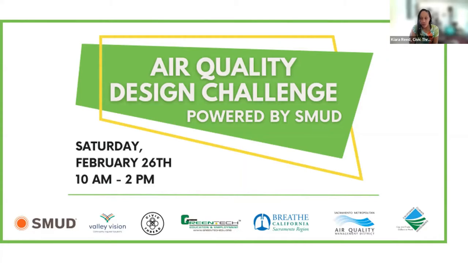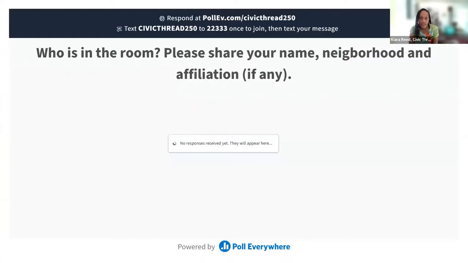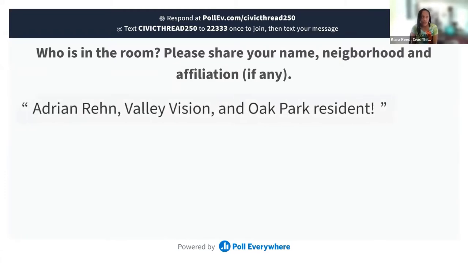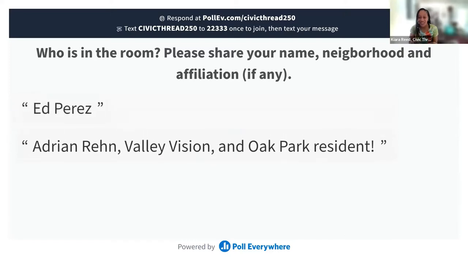So we have a little poll to help get us acquainted with one another and see who's in the room. So what you see on the screen here is a poll. When you respond to the poll, your answers will show up in real time on the screen. David on my team is going to drop the information in the chat. You're welcome to use your web browser to click that link and participate in the poll, or you can text Civic Thread 250 to the number 22333. And we're asking, what is your name? What is your affiliation? And what neighborhood are you coming from? And you only have one chance to respond. So try and do it all in the first message.